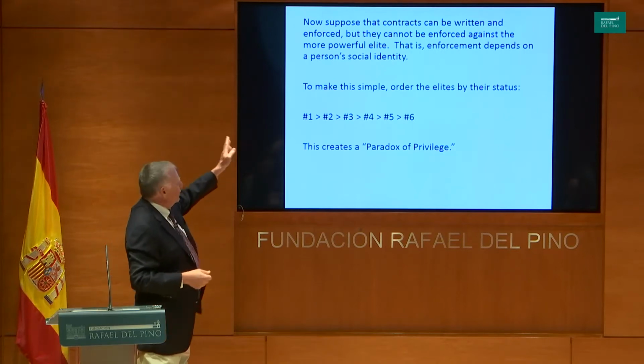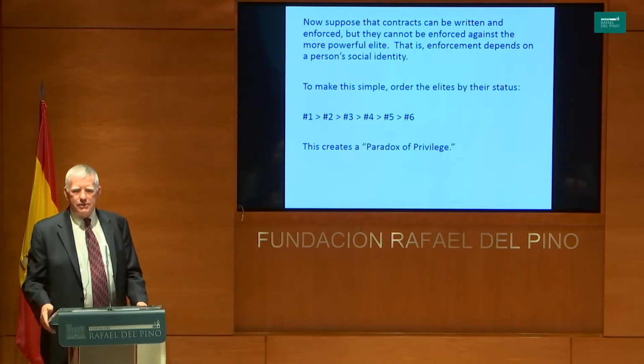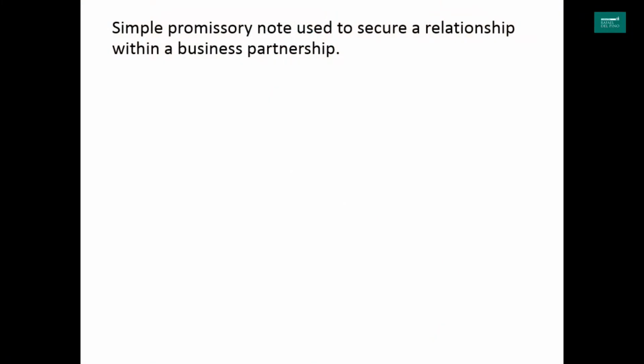So now we're going to just order the elites by their status. 1, 2, 3, 4, 5, 6. What this does is creates a paradox of privilege. The more privileged you are, the less able you are to bind yourself by a legal contract, in the simplest terms. So let's think about a promissory note. A very common problem in economics is what's called the theory of the firm. So again, Leandro and I want to be business partners, and we both put in money, we both work at the firm, but I do something that's really hard to observe, and Leandro does something that's really easy to observe.